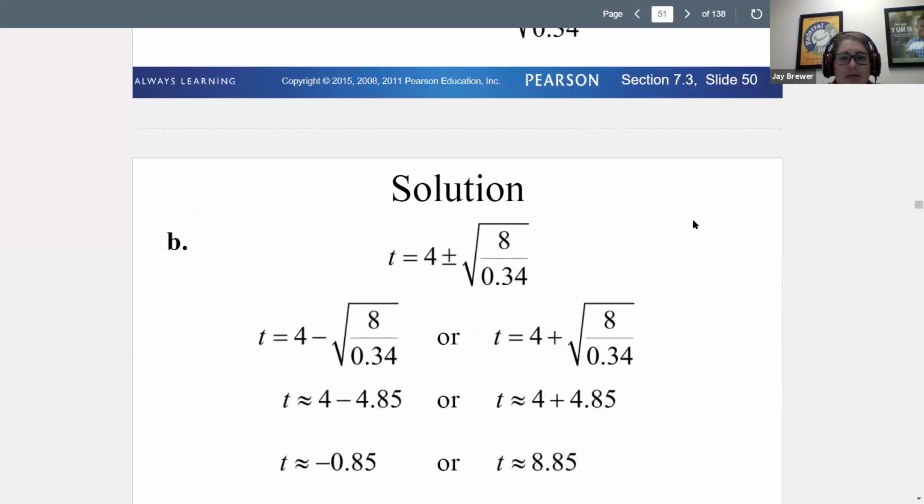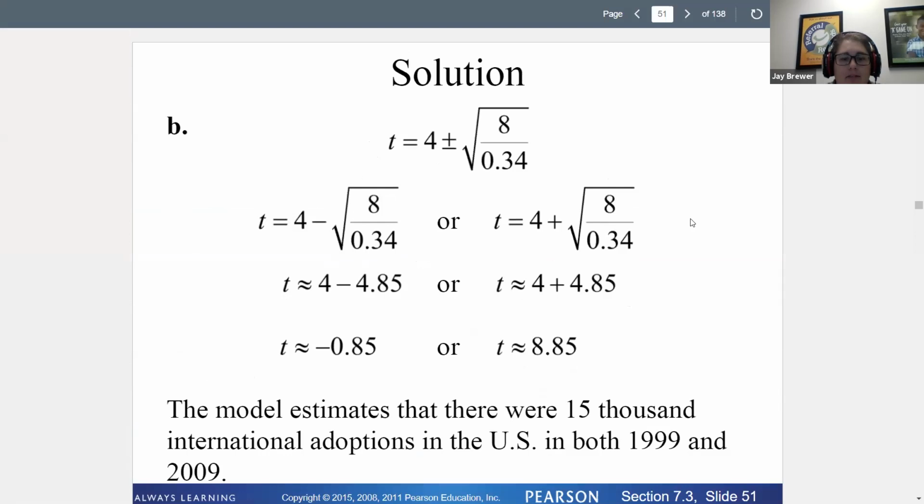All right, so to finish that out, you can see here that they went in the negative root and then the positive root. You end up getting t is approximately negative 0.85, or t is approximately 8.85. And we discussed why that happens, but in terms of what it means to your problem, if you add and subtract those onto your given amount, which I think was since 2000, then you're looking at 15,000 international adoptions in the US in both 1999 and 2009.